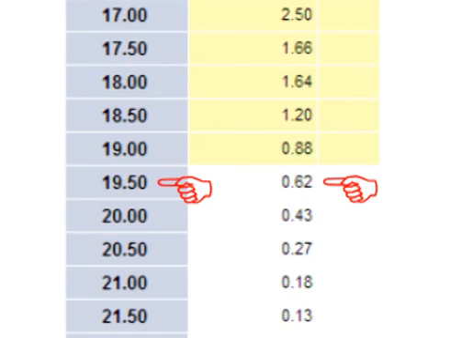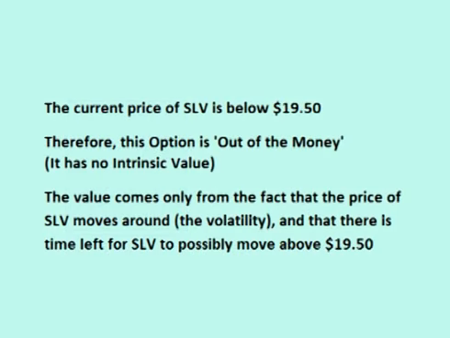Let's look at the 1950 February call option contract. The 1950 strike costs 62 cents up front. This contract locks in a preset buy price of $19.50 for SLV over the next 6 weeks. SLV is currently $19.42, so this option is out of the money. In other words, it has no intrinsic value.